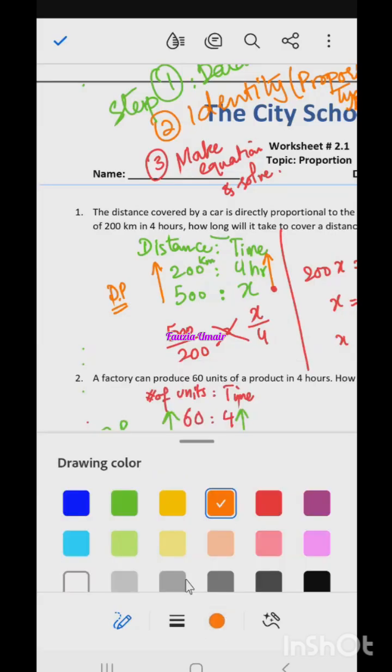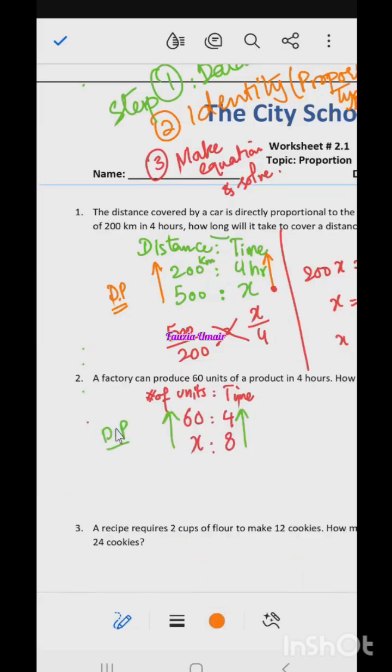So who will help me in writing the equation? Anyone who can help me in writing the equation. Ji Waleed. Ma'am, X by 60 is equal to 8 by 4. Excellent. So now we will cross multiply. So this will be 4x is equal to 60 multiplied by 8.